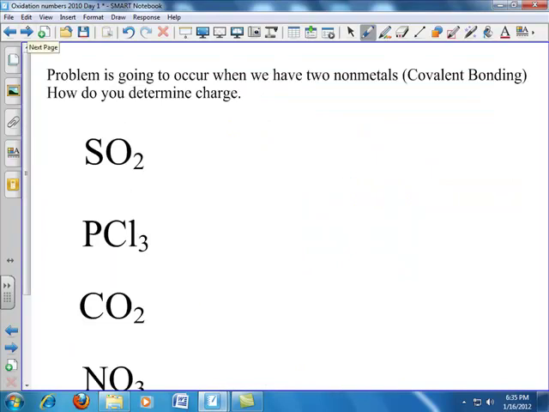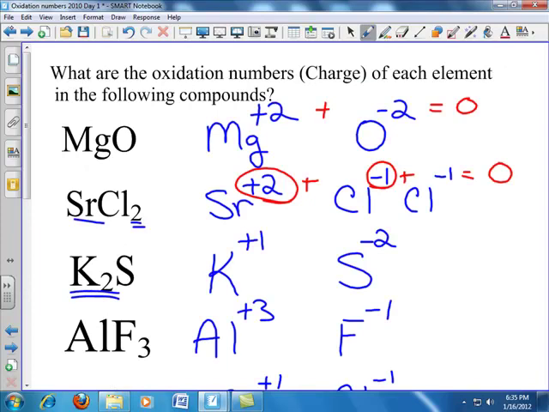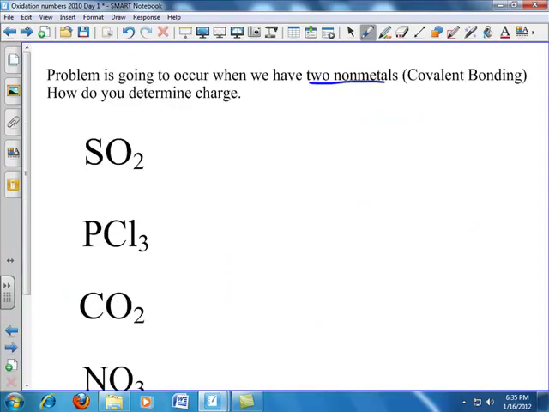The problem you're going to have, or one of the problems, is when you have 2 nonmetals, and in particular when you have covalent bonding. I really didn't point this out, but these were all ionically bonded substances. So one of the problems is how do you determine charge when you have 2 nonmetals? And this is the case where one of the things I said earlier is actually a partial lie, well, it's not a partial lie, it's just that it wasn't the total truth, I guess.